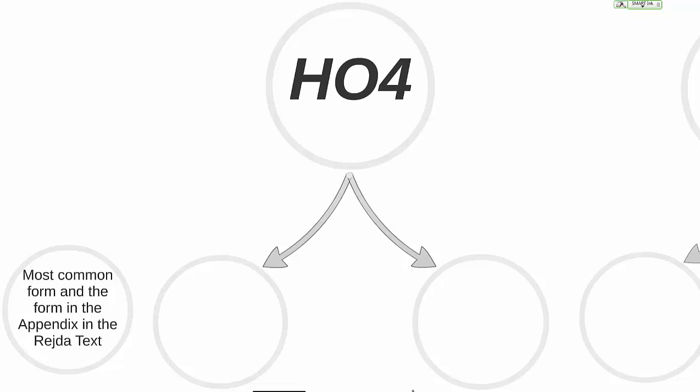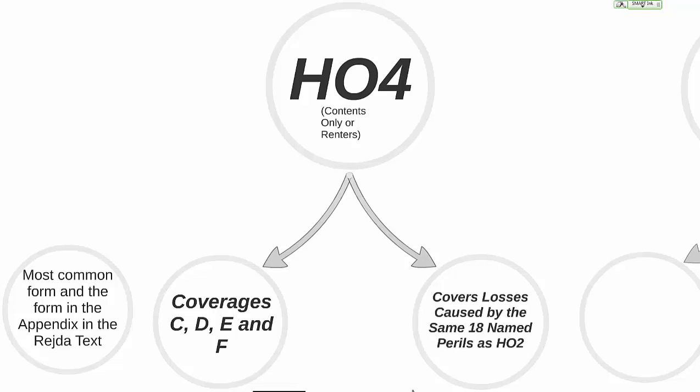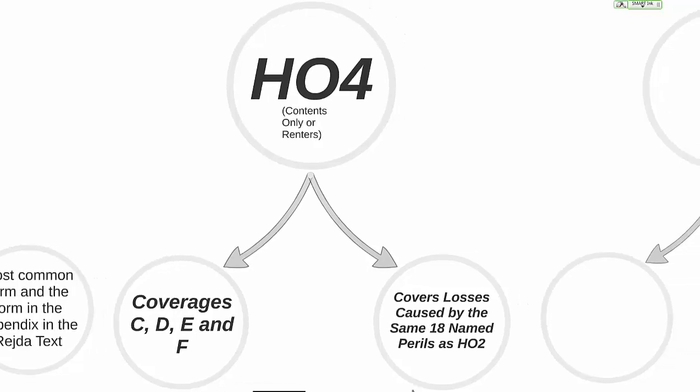Next, HO4. HO4 is the contents only or renters coverage. This provides coverages C, D, E, and F because there's no need for coverage A and B, which is the structure and other structures, because renters do not own a structure and other structures. It covers losses caused by the same 18 perils as named in HO2.